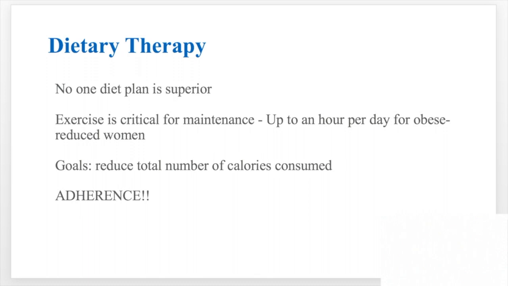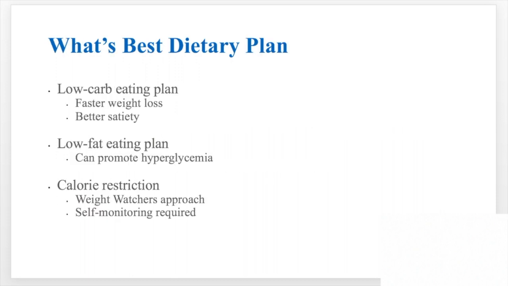And so making a diet that A, is effective, but also B, that you can adhere to, that's probably the most important thing you can do to hopefully lose the weight that you want to lose. So what are the plans that are out there? There are a lot of plans out there, and we'll be discussing some of them in today's lecture. But one of them is the low carb.